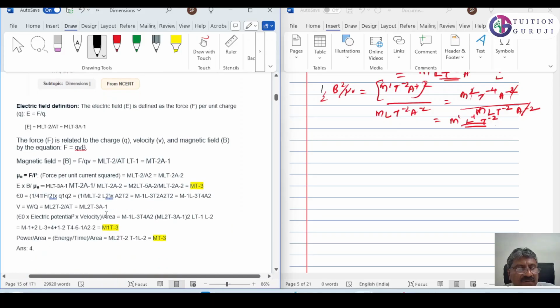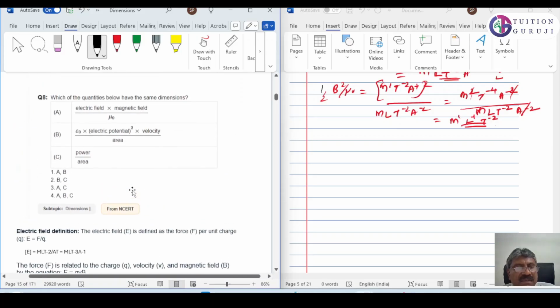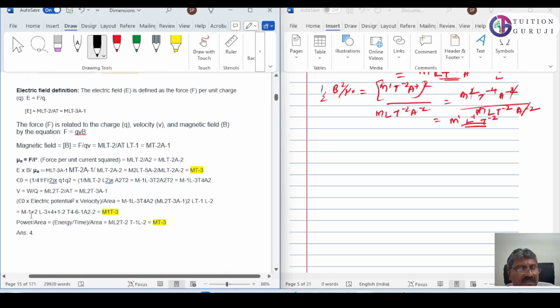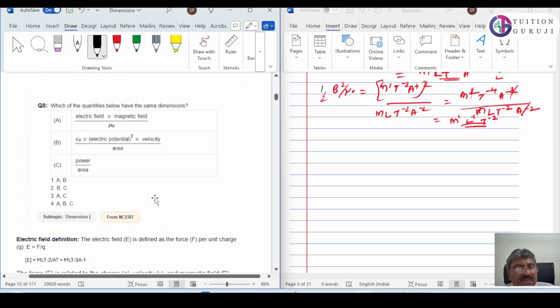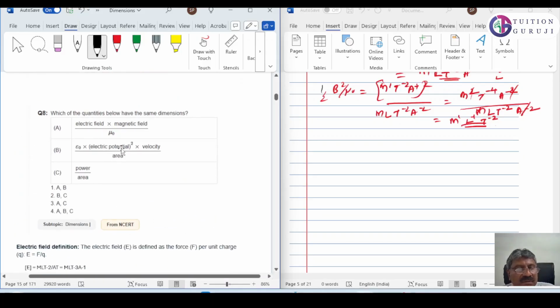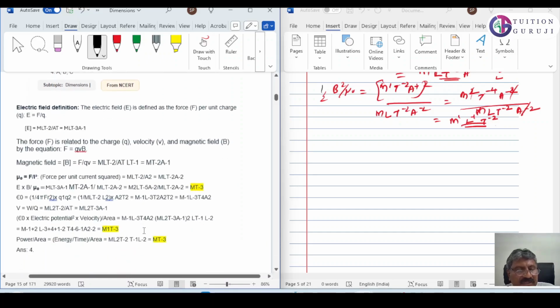So then we will see the second one, epsilon 0 electric potential square into velocity by area. So here epsilon 0, electric potential square, electric potential we already found as ML square T raised to minus 3 A raised to minus 1. Then velocity we know L T raised to minus 1, area L square, epsilon 0 already we found. Okay. So when we multiply this, we will get MT raised to minus 3. So this is equal to E into B by epsilon 0. So both of these things have the same dimension.